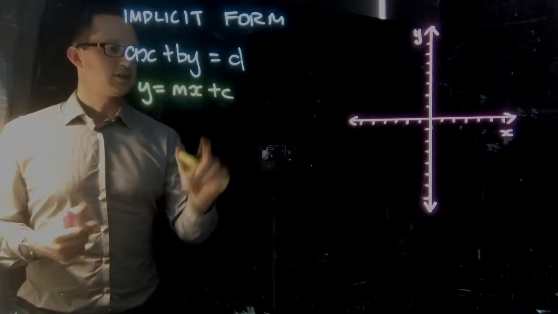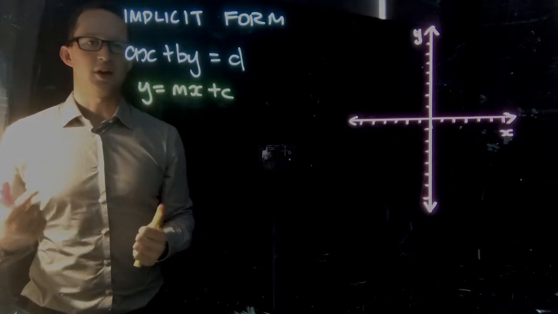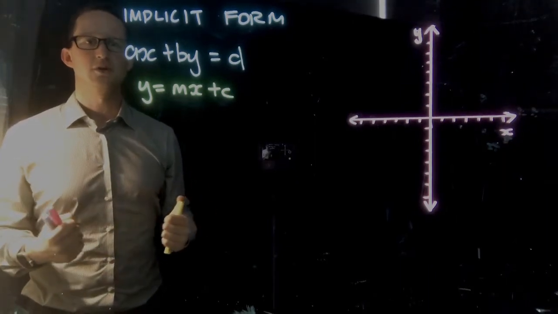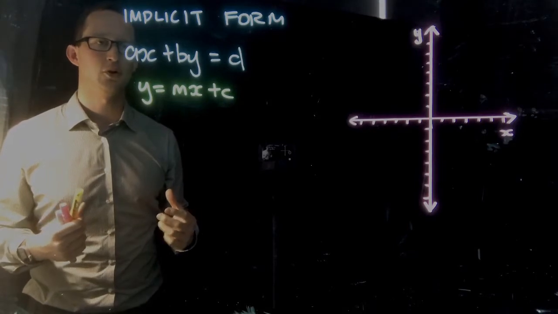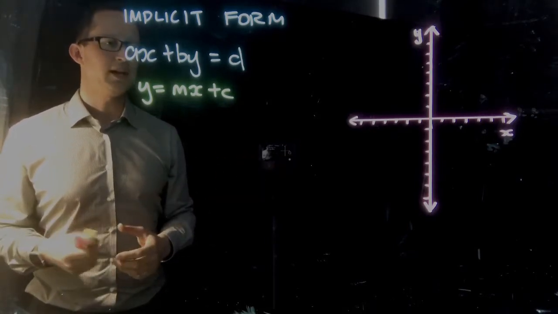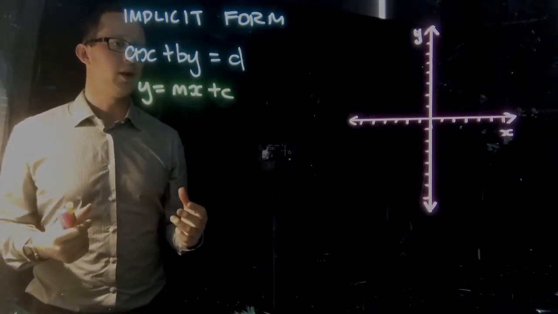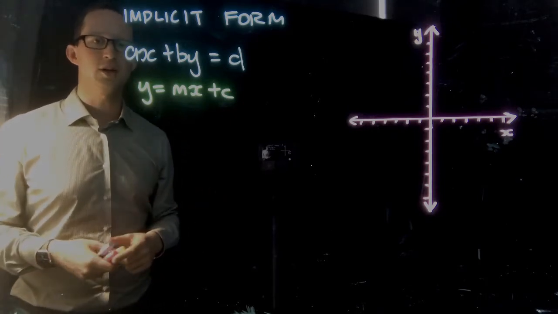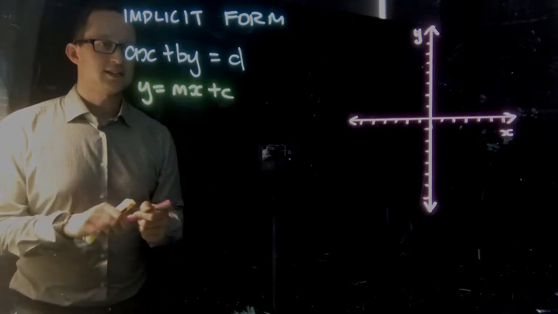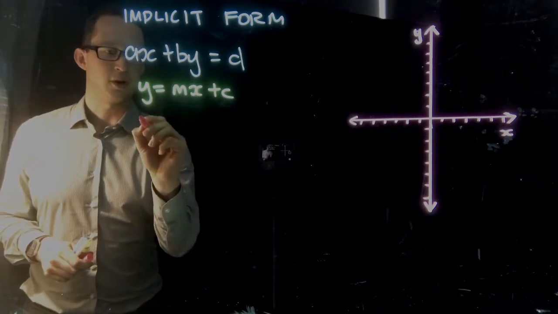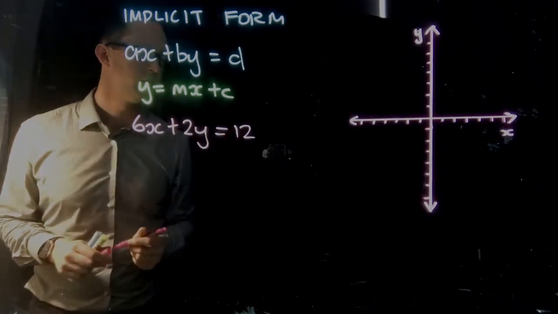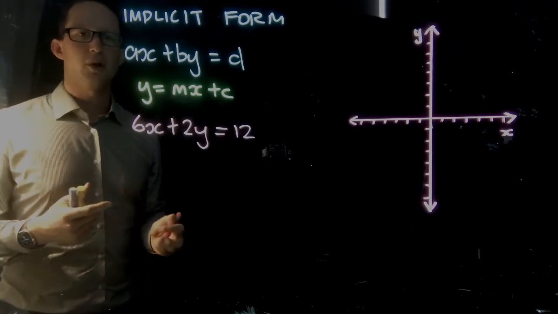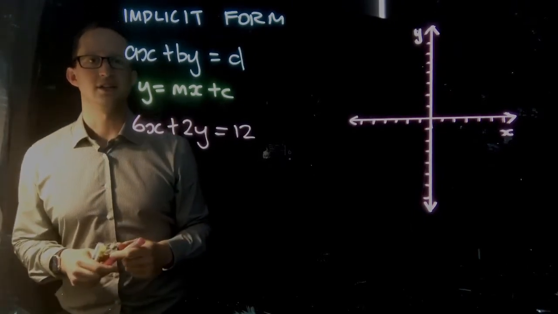The other thing that you also see here is that we don't have a y-intercept and we don't have a gradient, so you can't use those particular things to find a point to plot on your axis. So what we need to do now is identify 2 points that we can plot. Any straight line we can plot using 2 points. The equation we're going to work with is 6x plus 2y equals 12, and we're going to find 2 points that we can plot using this equation.